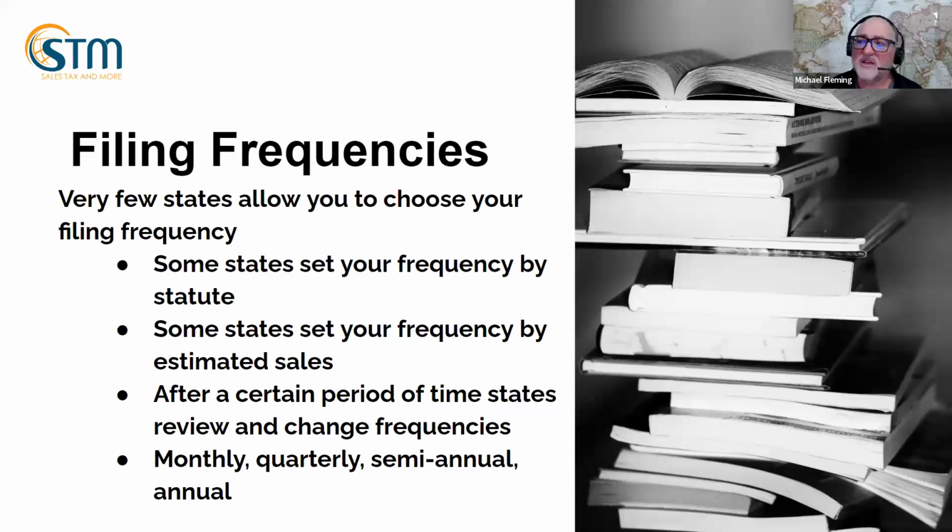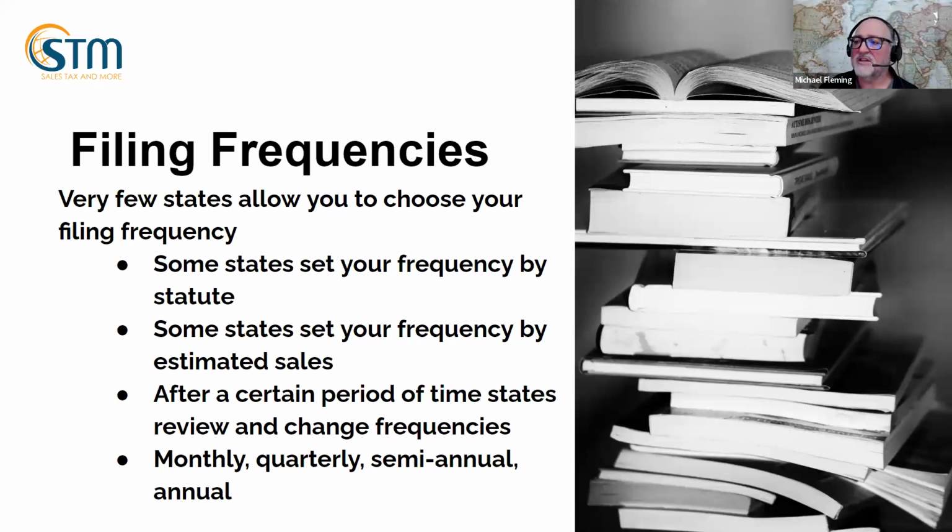Very few states allow you to choose your own filing frequency. Now, some states, when you register, they're going to set your frequency by statute. I mentioned Georgia earlier. The statute in Georgia says you will be a monthly filer for the first 6 months. And then after that, after we see what your sales are, then we'll tell you what your frequency will be after that. You may stay monthly. We may make you quarterly. We may make you annual.